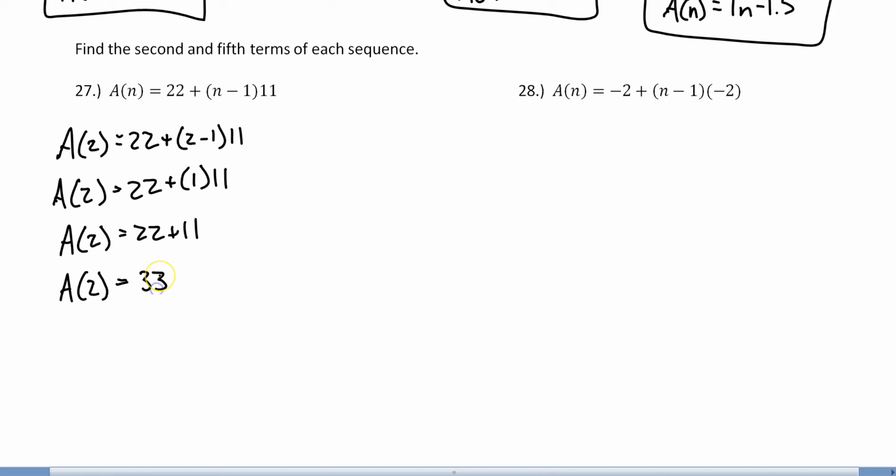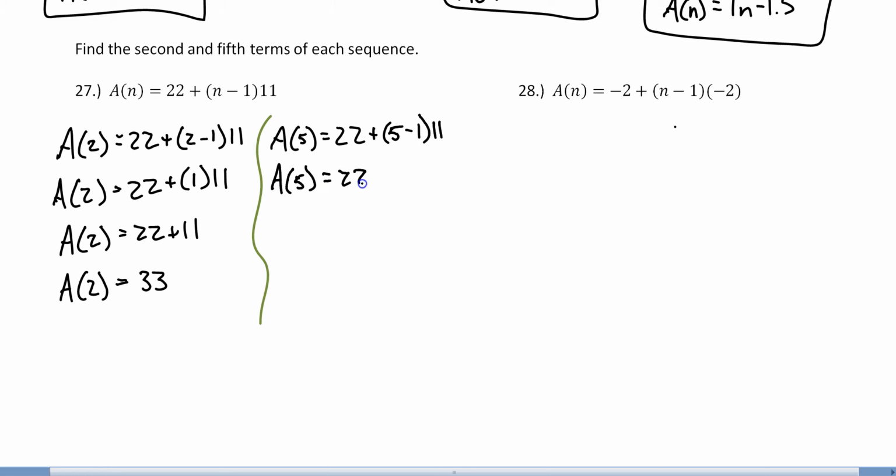And for this particular example, I'll do this a different way the second time. But now I'm going to go to the fifth term. So this one, again, I'm going to plug the 5 in. We'll do it this way the first time, and then I'll show you a little bit of a shorter way for this particular example. Sorry, I want to plug a 5 in for n. And again, once again, I'm just going to simplify. And it looks like I get a 66.